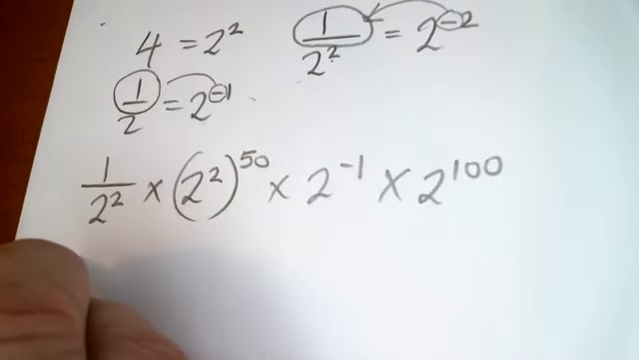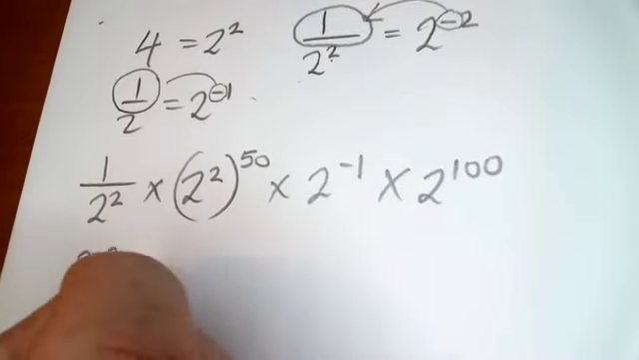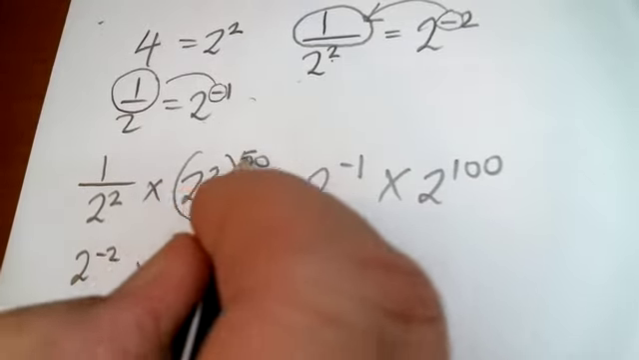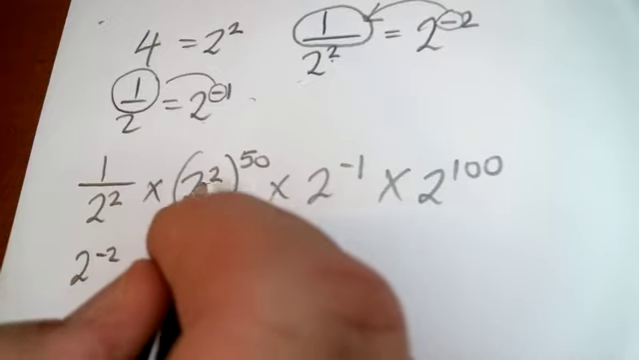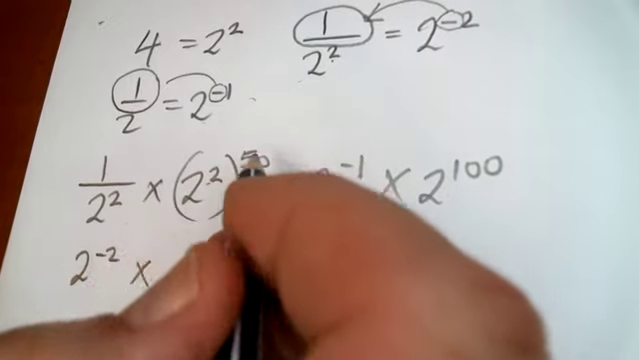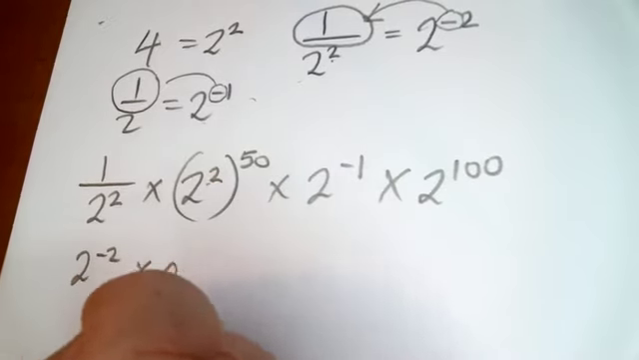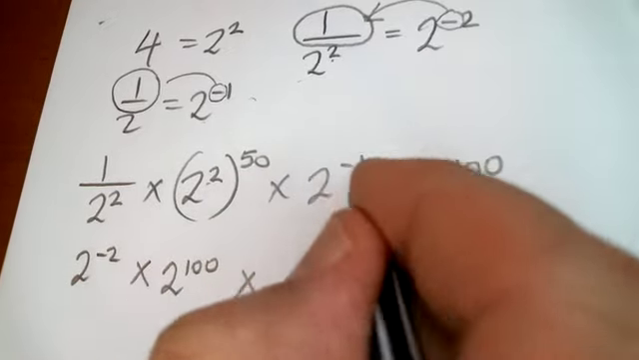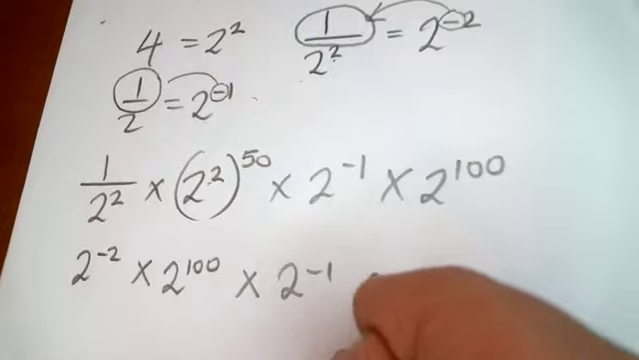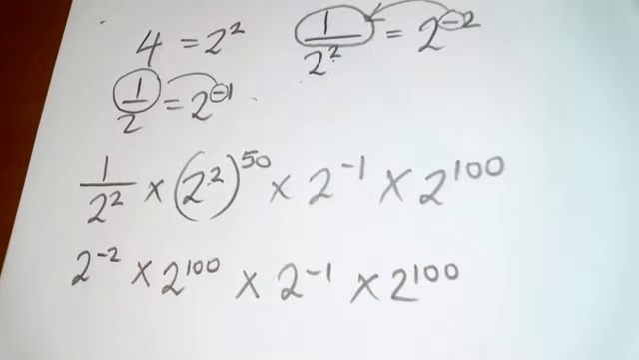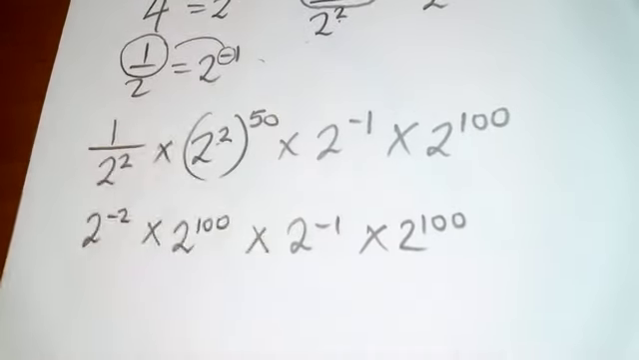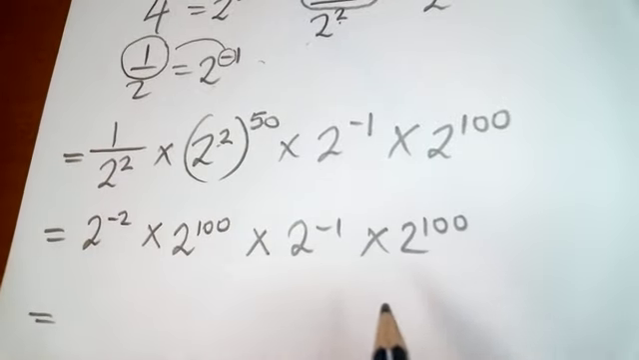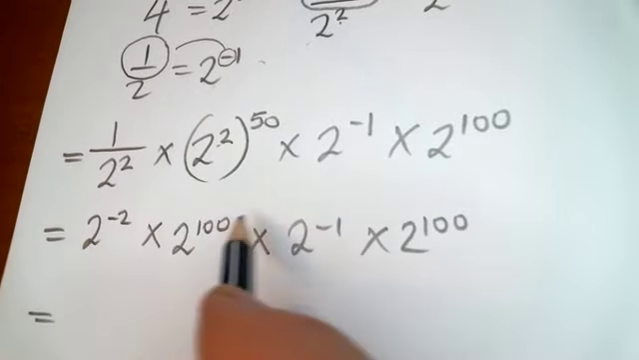So let's rewrite this once more. So we could write this now as 2 to the -2 times, now we've got 2 times 50. We're going to multiply, because we've got a power to a power, we're going to multiply the indices. 2 times 50 is 100, so it's going to be 2 to the power of 100 times 2 to the -1 is just 2 to the -1, and 2 to the 100 is just 2 to the 100. All right, now let's put some equal signs in here to make it sort of mathematically coherent.